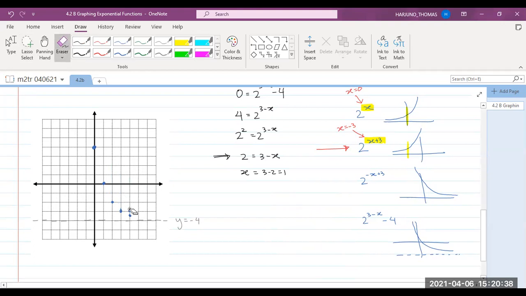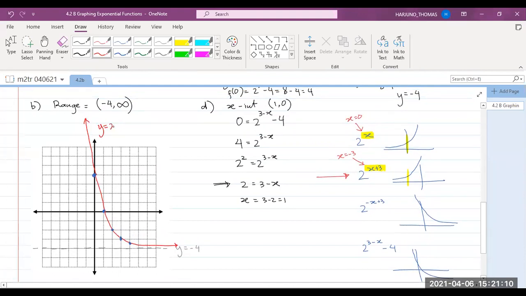Now once we have these three important items, the x-intercept, y-intercept, and horizontal asymptote, we are ready to graph them, connecting these dots here. This is approximately the graph of y equals 2 to the 3 minus x, minus 4.